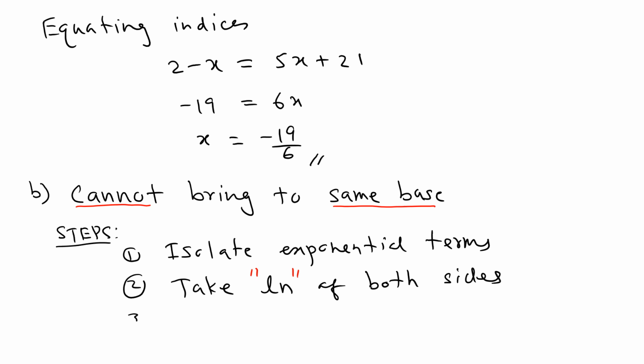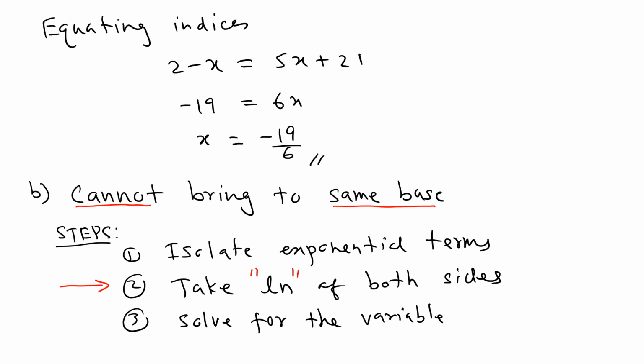And then the third step is we're going to solve for the variable. So let's try to see. This is the major step. We're going to take natural log of both sides. It can even be some other bases, but we're going to say natural log. That's the most common one. So we're going to follow these three steps to solve a problem that you cannot bring into the same base.